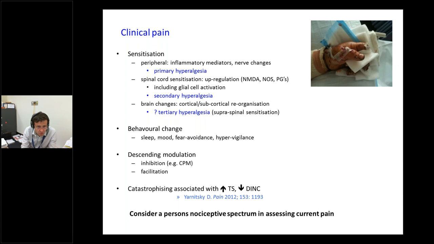And then there's this third group that I've often thought about as tertiary hyperalgesia, but it's now being reported as supraspinal sensitization. That is where the perception at the higher brain level is heightened and prolonged and upregulated.